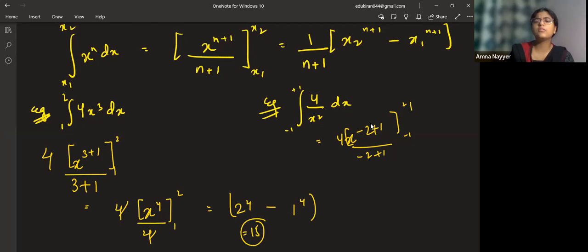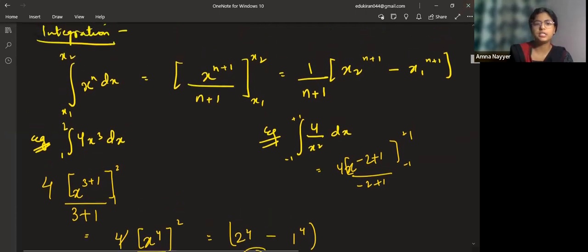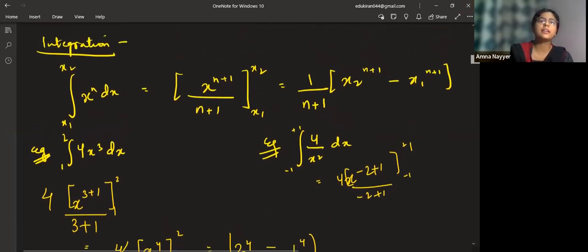This also you can solve further. This I'm leaving up to you. This is just an example, but note down at least this example and the steps for integration. Then we'll start with what is electric potential.